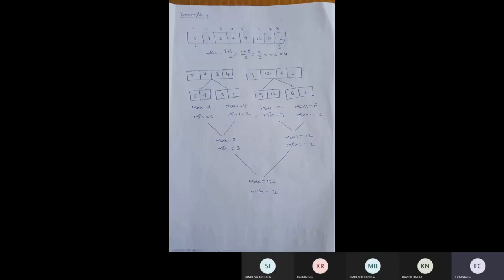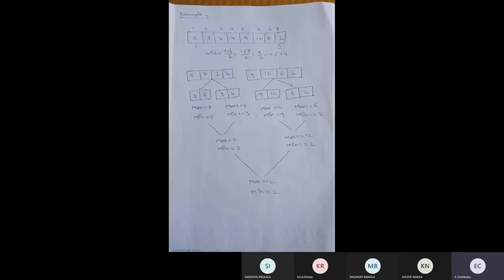Next you go to the right side. Yes, sir. Max equal to 12, minimum equal to 9. Max1 equal to 6. Minimum1 equal to 2. Next, come to the left side.